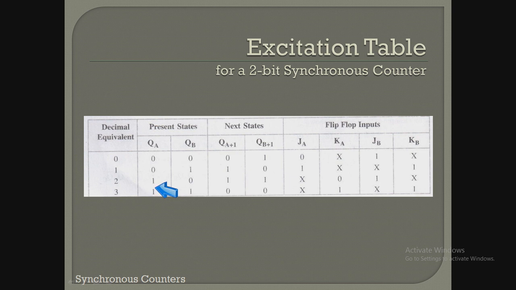Means QA should remain the same from 1 to 1, and similarly QB should be switching from 0 to 1, and after 11 we want the counter to be reset to 00. So from 1 QA should switch to 0 and QB should switch from 1 to 0 also.